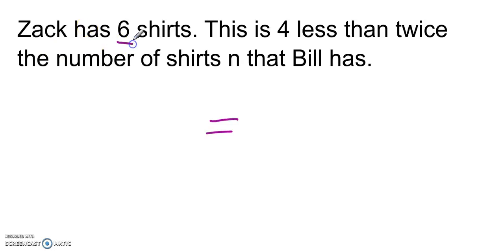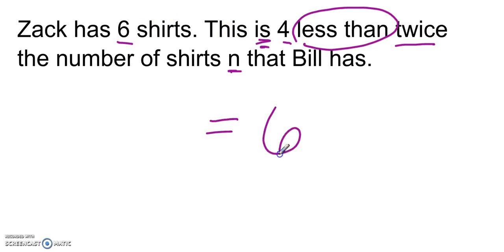So Zach has 6 shirts. This is, so "is" means equals, 4 less than, twice, which tells me an operation and a number, the number of shirts that Bill has. So 6 is my overall total. This is what it encompasses or revolves around. So 6 is going to go by itself on one side. Everything else is going to go on the other side, to show how we got to the fact that Zach has these 6 shirts. So we're looking at 4 less than.